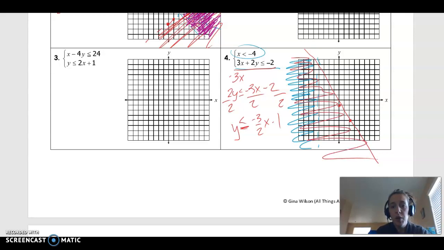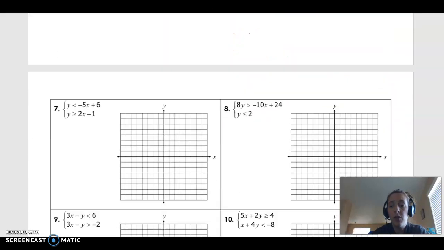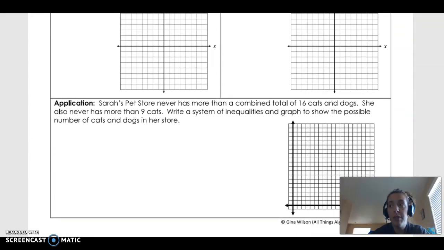So I notice the part that overlaps is this chunk right here. So everything that's now purple, that's going to be the solution to that system. There's one more example I want to walk through with you, and that's this application problem at the very end.